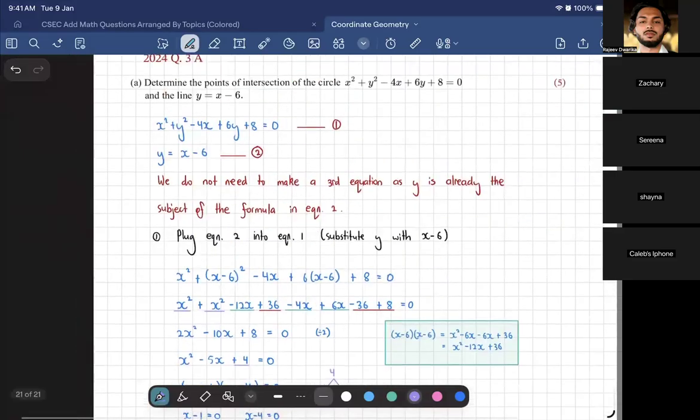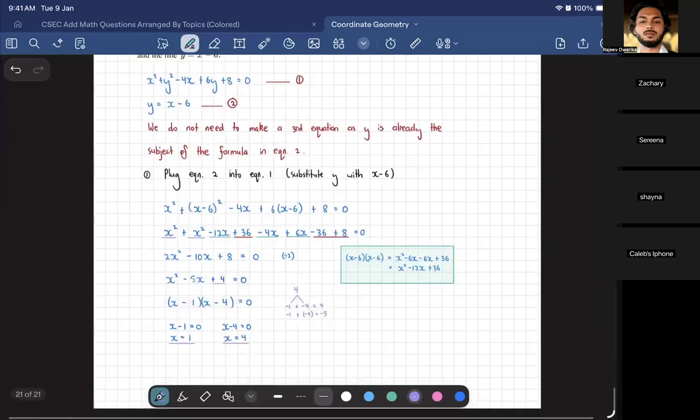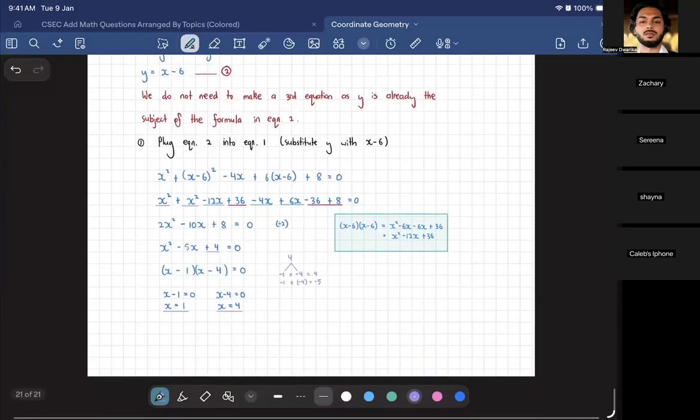They wanted me to find the points of intersection. A point is made up of a what and a what value? Remind me. What is a point made up of? An x value and a y value. So we have the x value. What am I still missing? The y values. I'm still missing the y value.